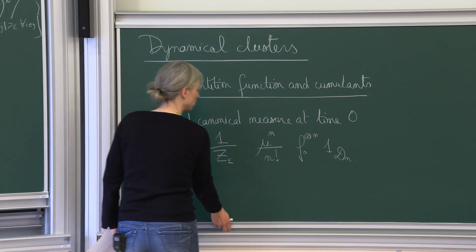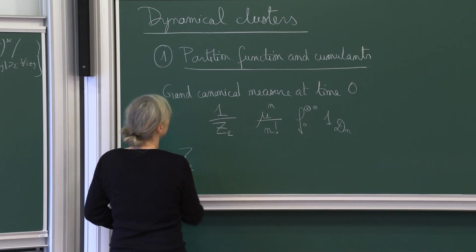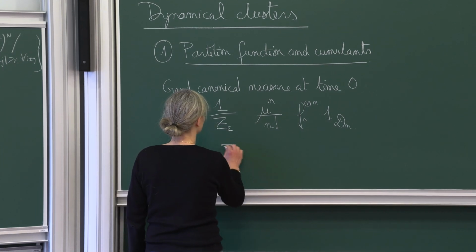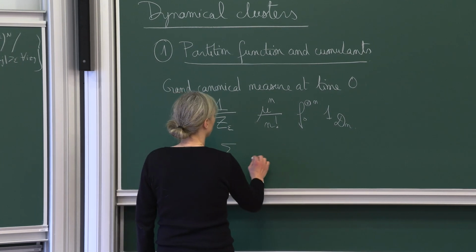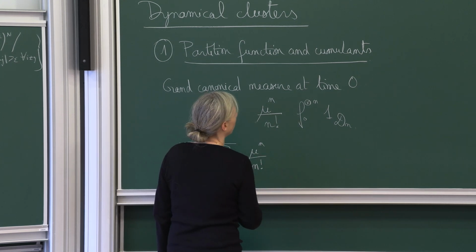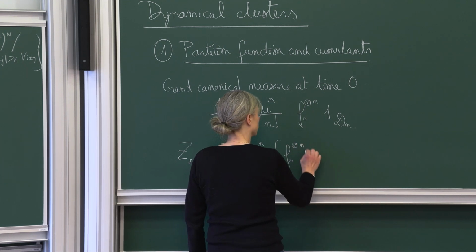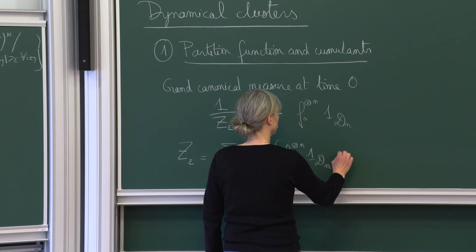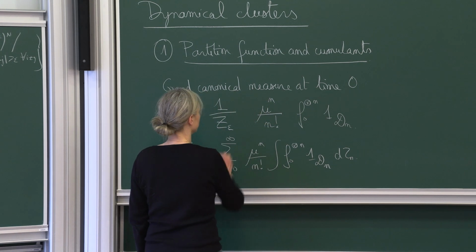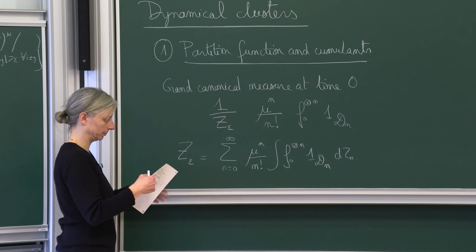Now you see that this Z_epsilon is just the sum of mu^n divided by factorial n times the integral over D_n of the initial density, and you sum from 0 to plus infinity.